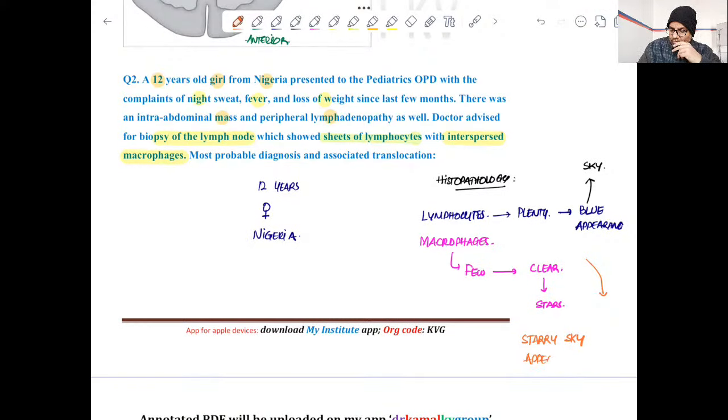So the moment you have this kind of presentation, I think most of you can just move on to the diagnosis, and this is nothing except Burkitt's lymphoma. Clear? So this is Burkitt's lymphoma. Very easy.